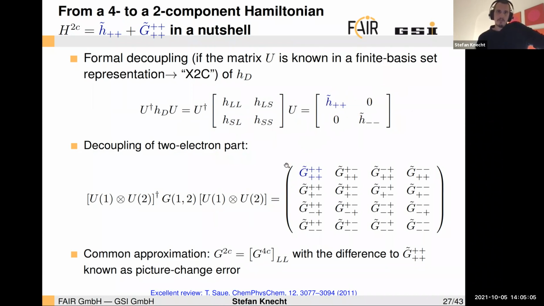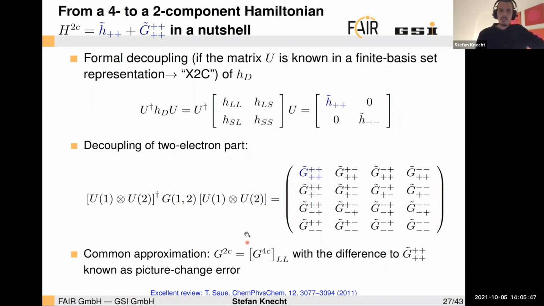But the problem comes with the two-electron part. If you want to do the same decoupling for the two-electron part, you would end up with this kind of equation here, and you just need to keep that one here. That would give you the 2-component Hamiltonian. But as you can see, this transformation would require the knowledge of the full two-electron integrals in a 4-component basis. So essentially, it's an N to the 5 problem that you would try to solve. So the problem becomes even more complex than it actually needs to be.